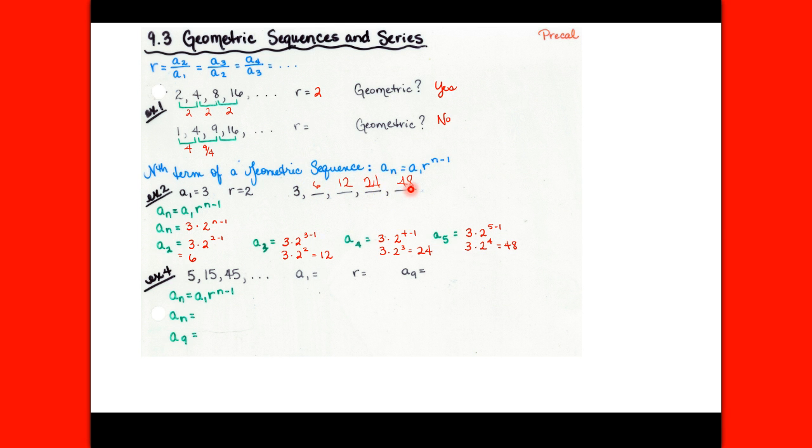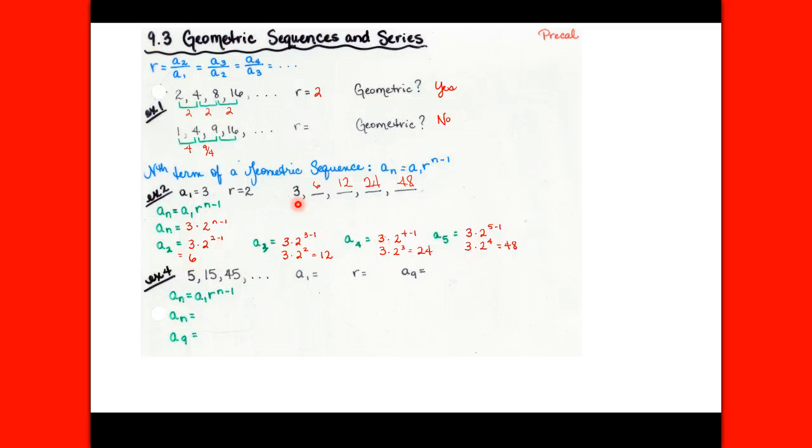If I want to move backwards in the sequence, I can divide by my ratio. So I could say 48 divided by 2 is 24, divided by 2 is 12, divided by 2 is 6, divided by 2 is 3. So that's really helpful for the problems like we were working with yesterday.